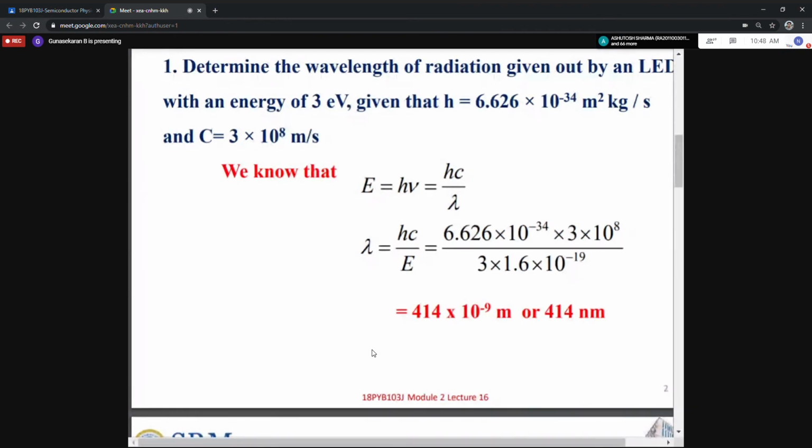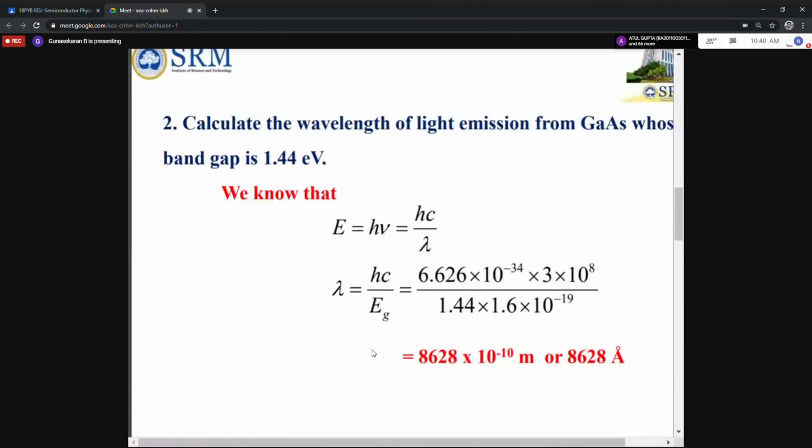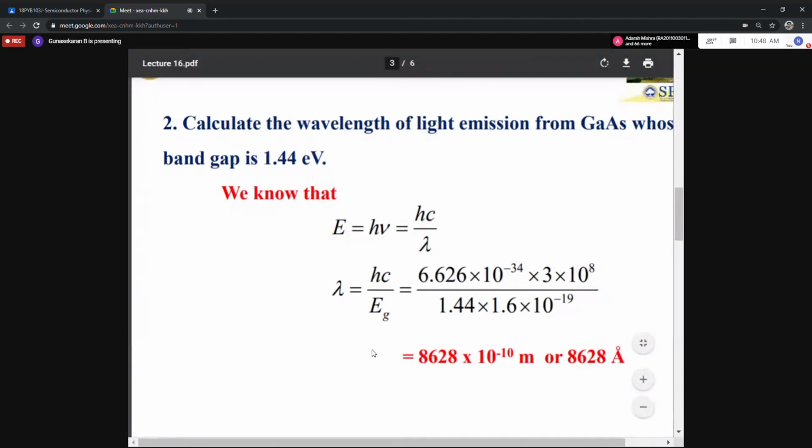See, I think all the problems are related to this one formula only. See here, next one, same. Calculate the wavelength of light. This is gallium arsenide, whose band gap is 1.44 eV. So the LED is made up of gallium arsenide. You see what is the wavelength. Simply, that wavelength is hc by Eg. So you substitute h, c, and the energy gap here is 1.44, converting electron volt to joules. Then you see what is the answer here.